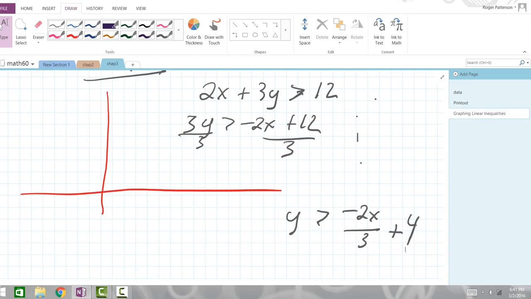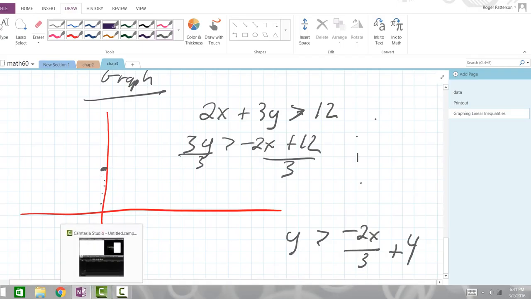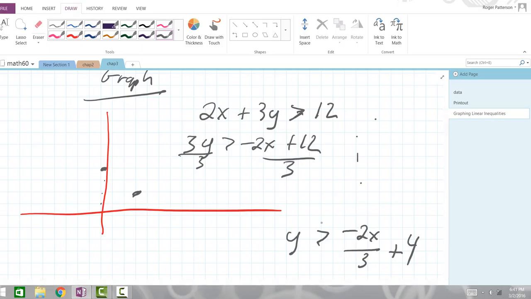So, all right, here we go. So y-intercept is how much? 1, 2, 3, 4. And the slope? Down 2 over 3. Down 2, 1, 2, 3. There it is. Dashed or solid line? Dashed. Again, because it's less, not equals to, so it's going to be dashed. Okay, something like that.